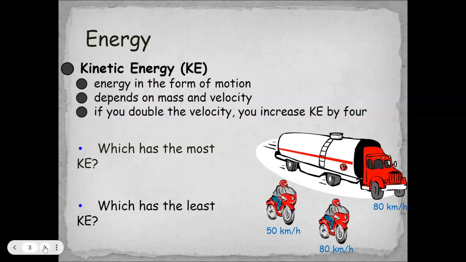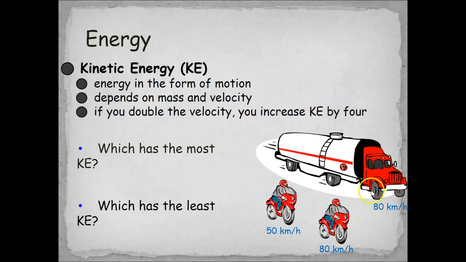So taking a look here, really quickly, we have a big tanker truck, and then we've got two smaller motorcycles. The motorcycles definitely have less mass, and they're going slower than the truck, right? The one here is going 50 kilometers an hour, and then this motorcycle is going 80 kilometers an hour. And then this big tanker truck is going 80 kilometers an hour. So the truck has definitely a larger mass than either of the motorcycles. He's got a larger mass, and he's going pretty fast, right? He's going 80 kilometers an hour.